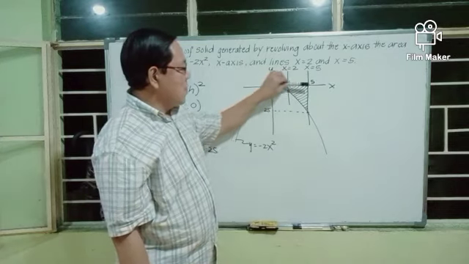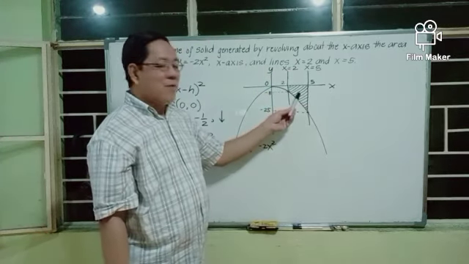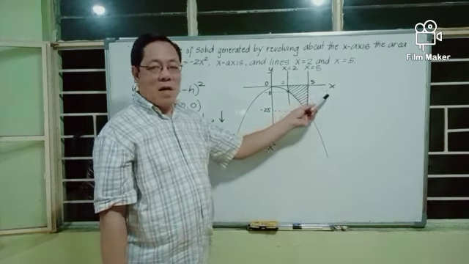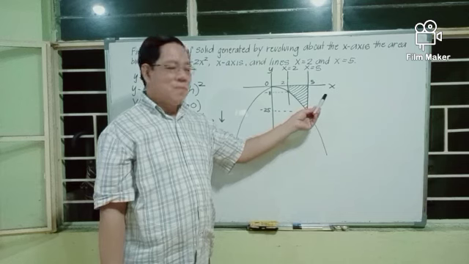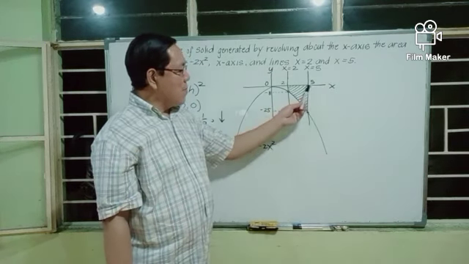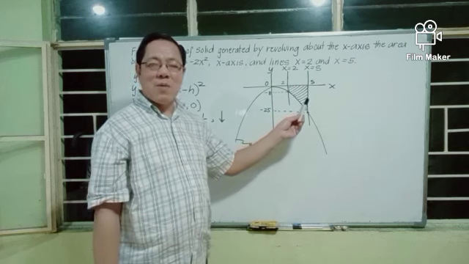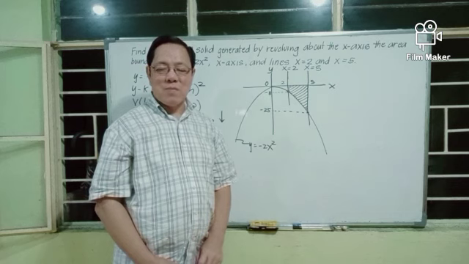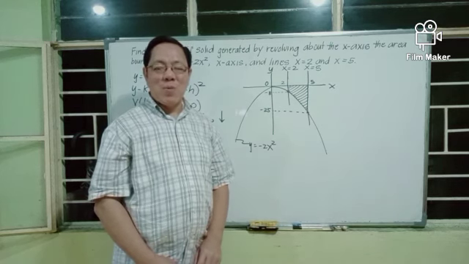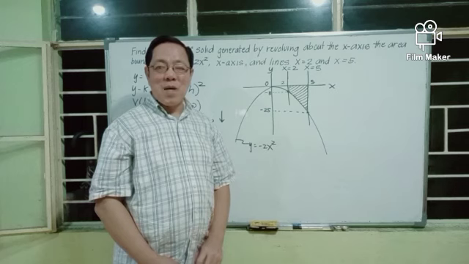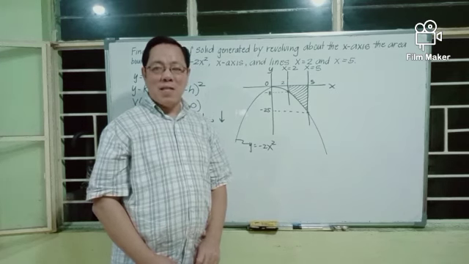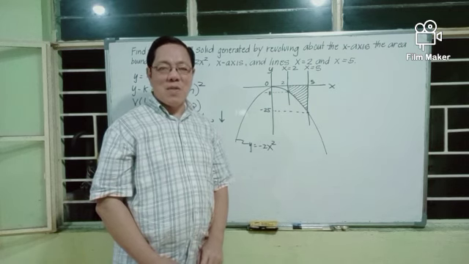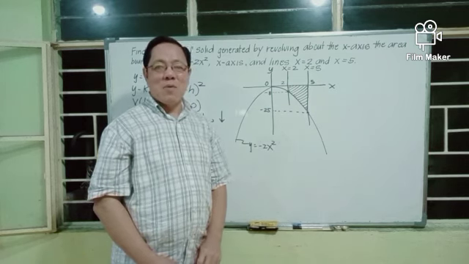Again, our axis of revolution is the x-axis because we will revolve this area about the x-axis. And a part of the axis of revolution is part of this area that we will revolve. And for that, we will use this method. Again, we use this method when part of the axis of revolution forms a boundary of the area that will be revolved.